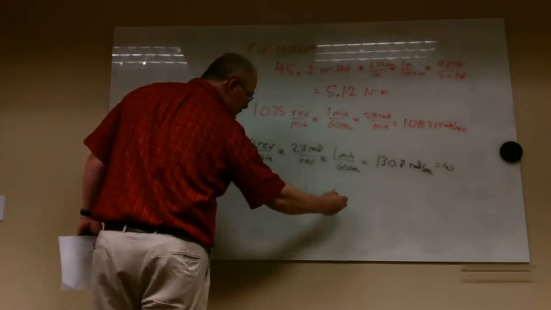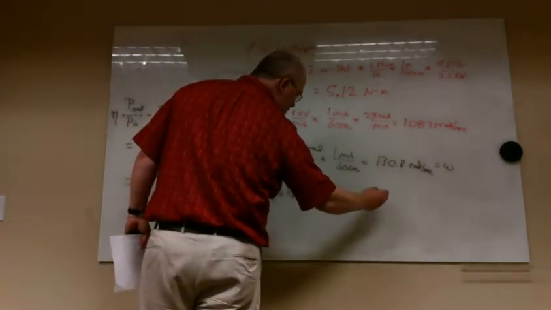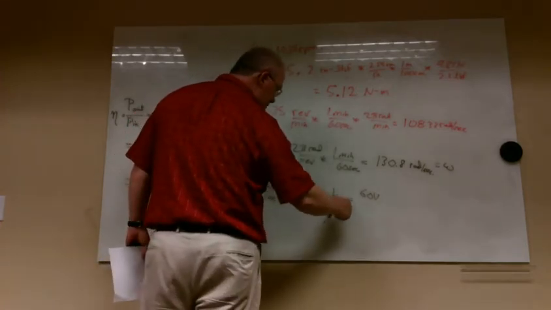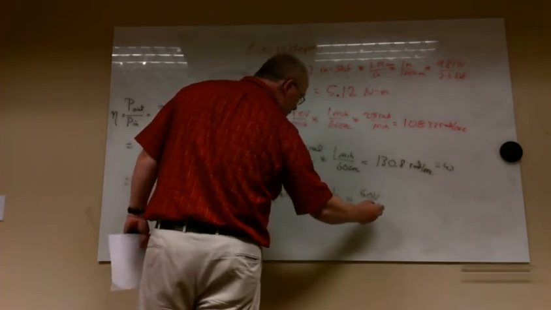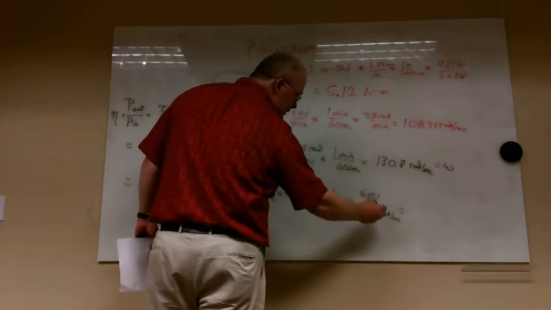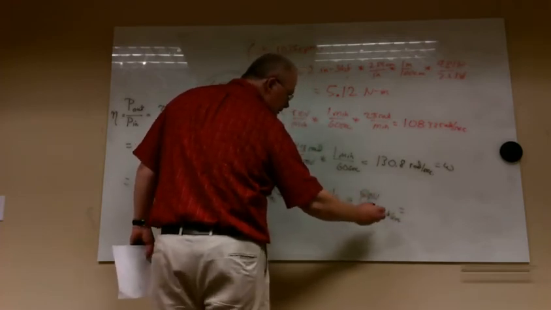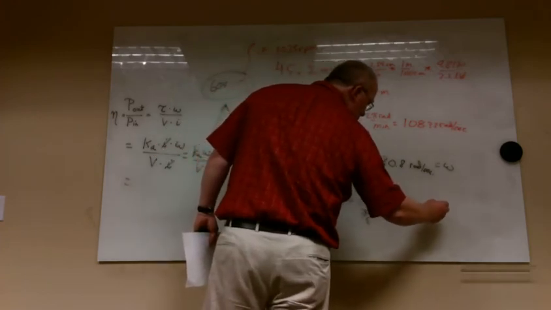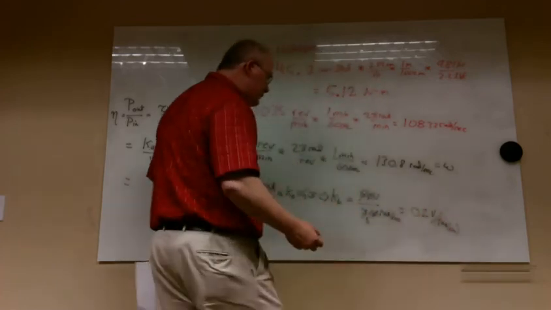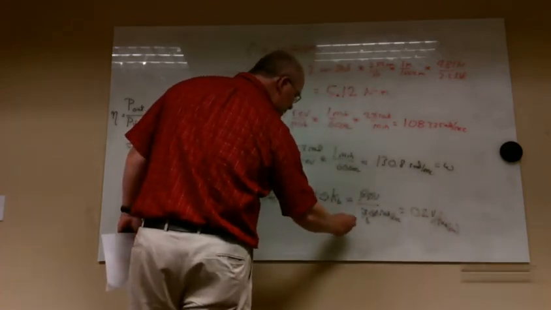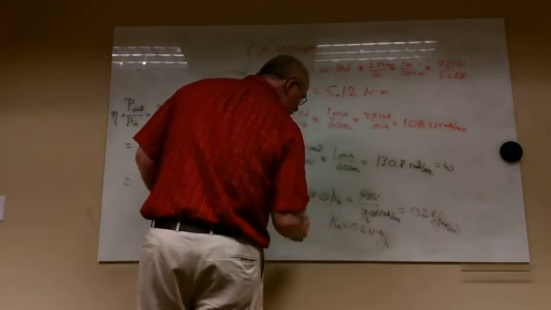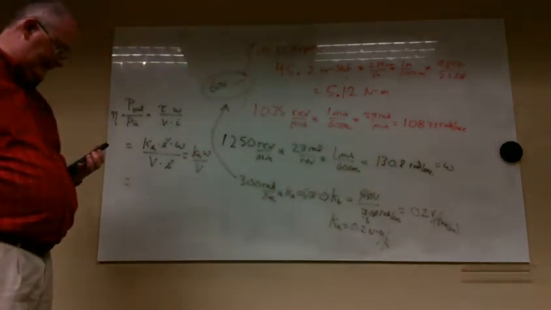Therefore, K sub B is equal to 60 volts, and I shouldn't even put in V sub A. I should say that's equal to 60 volts. So, K sub B is 60 volts divided by 300 radians per second, which is 1/5, 0.2 volts per radian per second, or volt seconds per radian, however you want to look at it. And that means that K sub A is equal to 0.2 newton meters per amp.